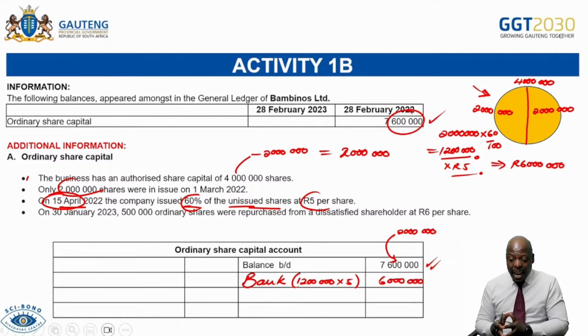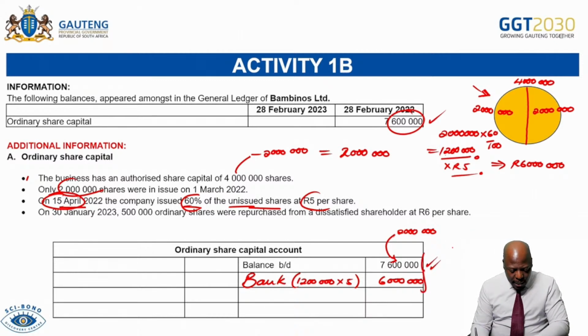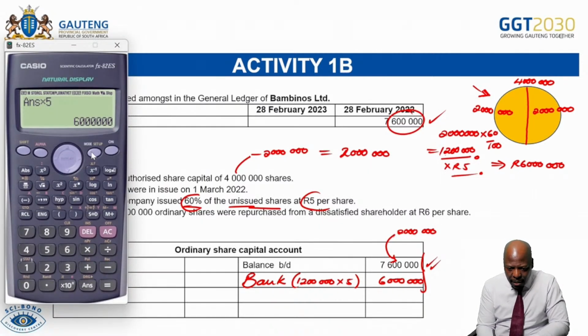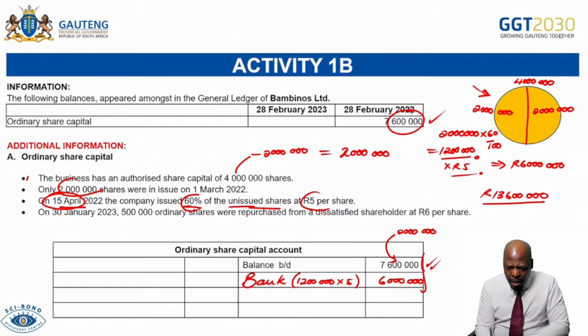Once you get that 6 million, what did I tell you when we were on 1A? Immediately you calculate average price. Do you still remember how to calculate average price? Let me hold your hand. You add these two amounts. So you say your 7.6 million plus your 6 million. Let's bring the adding machine. I already have my 6 million here, so I'm just going to add my 7.6 million. That's going to give me 13.6 million. So we have 13.6 million rands. And we then add the number of shares.